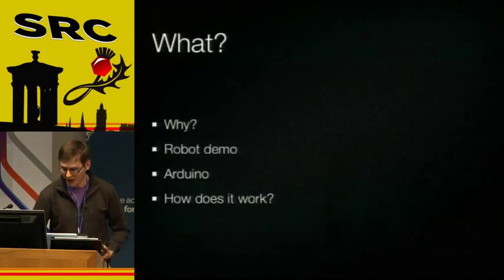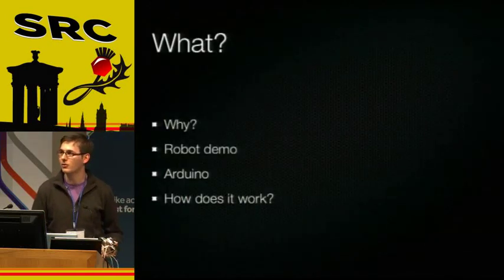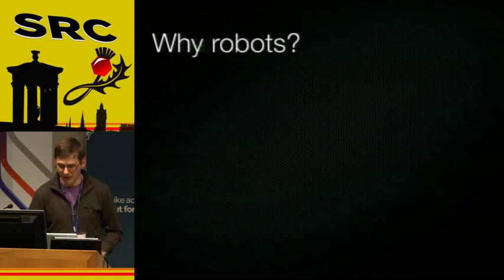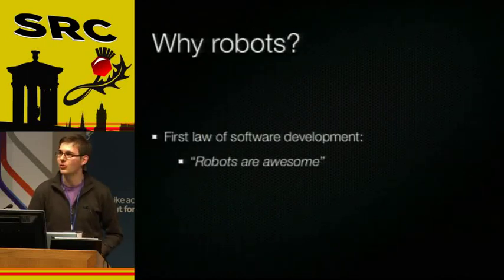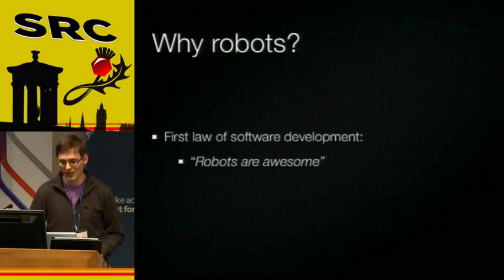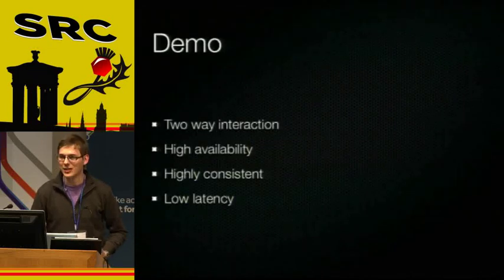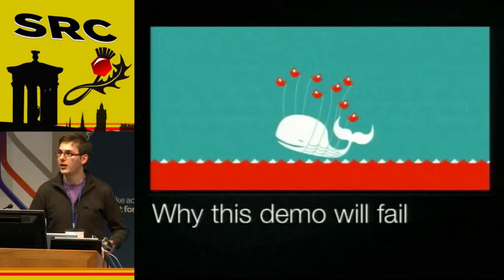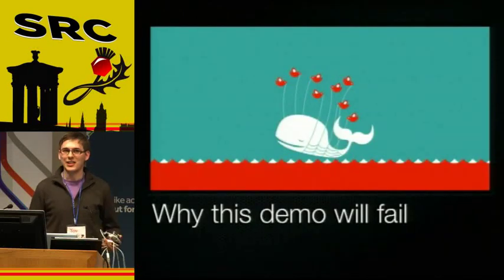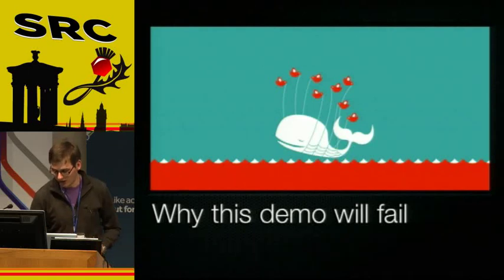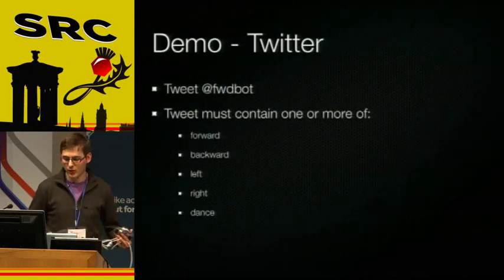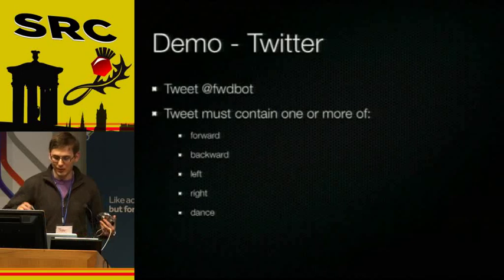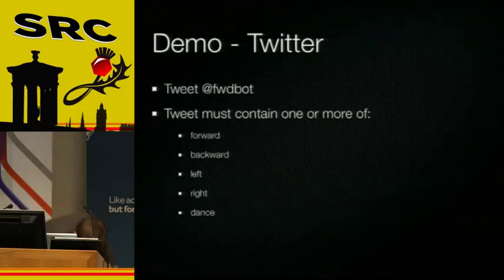So yeah, bear with me. This might totally fail. So the idea was to build a robot, show it off to you guys here. My motivation is robots are awesome. It's the first law of software development. So we wanted to have a two-way interaction with the robot, so we wanted you guys to be able to use it, so we needed something that was highly consistent, highly available, with a very low latency, so of course we chose Twitter, which is another reason why this might be disastrously wrong. So I'm going to plug this robot in. If you want to tweet at FWDBots, it's got commands forwards, backwards, left, right, and dance, and hopefully we'll see something cool.